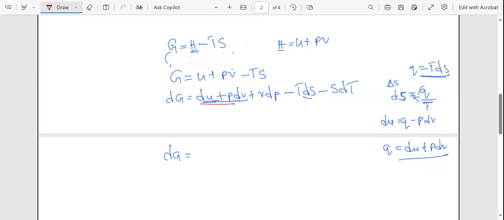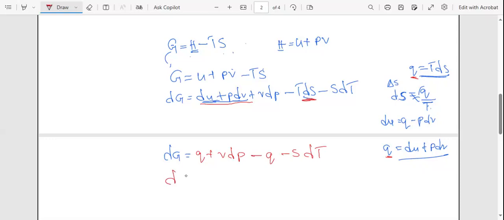Here we are substituting now. We are putting what? Q there. So Q plus V dP minus... what are we substituting? We are substituting Q. So that will be Q again, then minus S dt, like that.